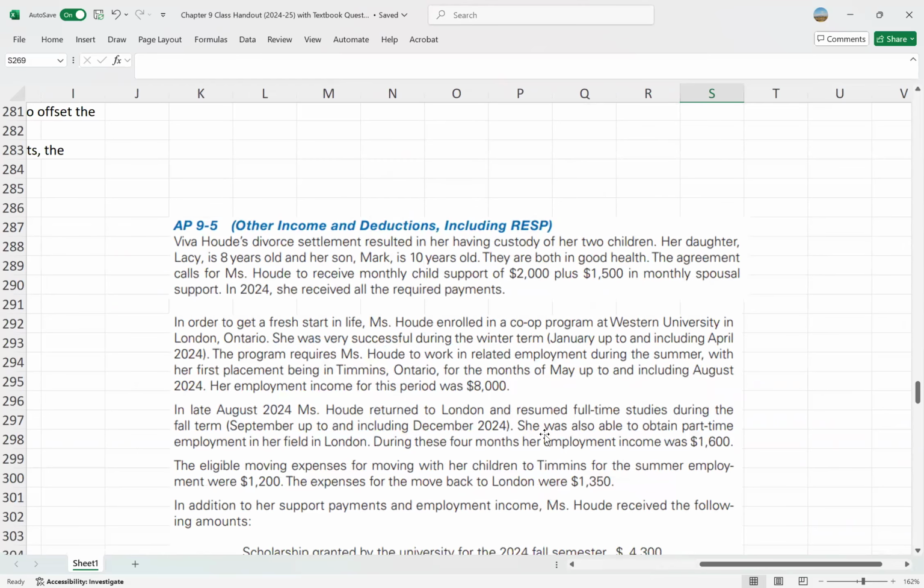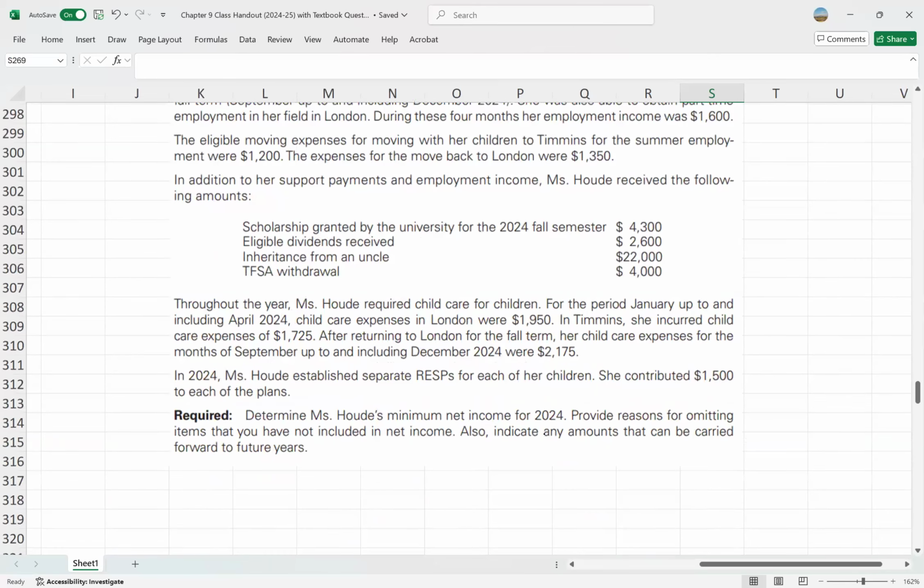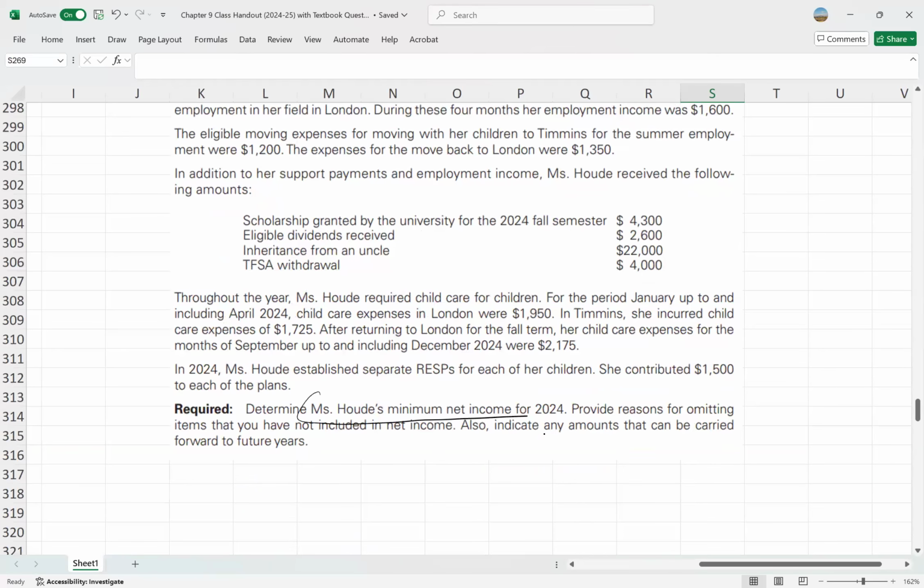Viva went through a divorce settlement and she has custody of her two kids. Daughter is 8, son is 10. They're both in good health. She's going to get monthly child support plus monthly spousal support. This year, she received all the payments. So what are we required to do? The required says calculate her minimum net income for 2024, and also provide reasons for omitting items that we have not included in her net income.